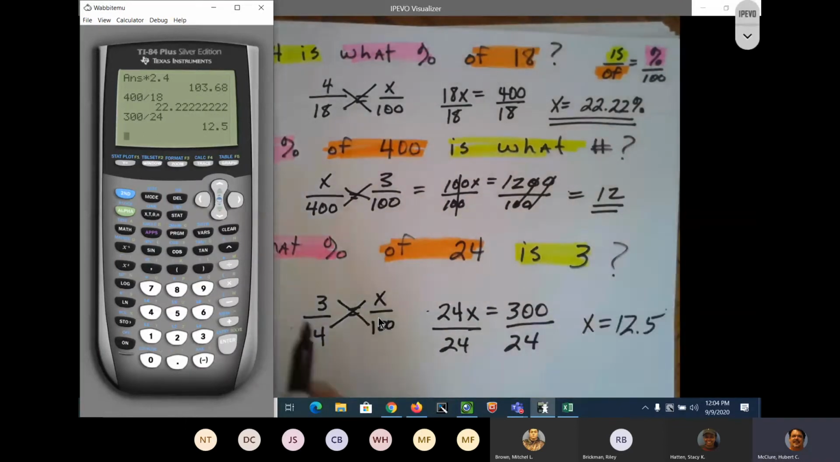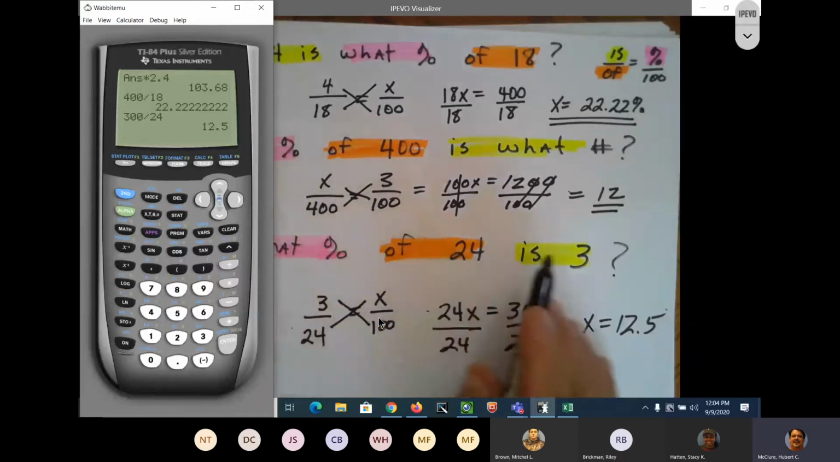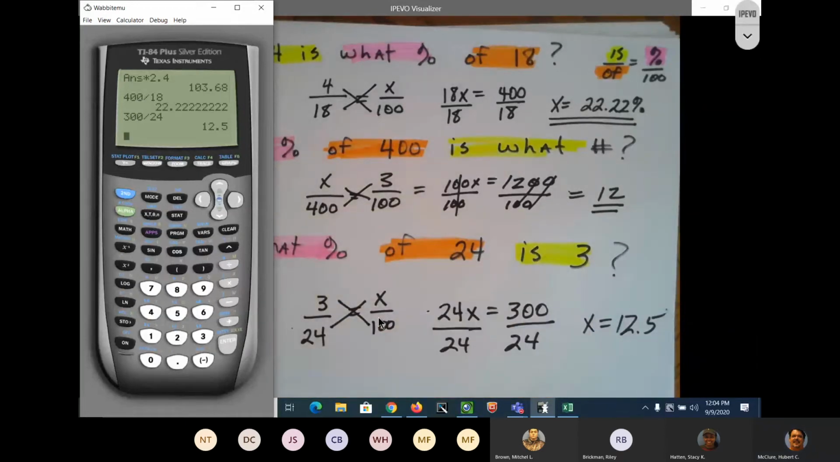So 12.5% of 24 is 3. And that's how you do it. That's how you do the first types of questions. Now I'm going to take my highlighters and highlight everything so y'all won't get confused.